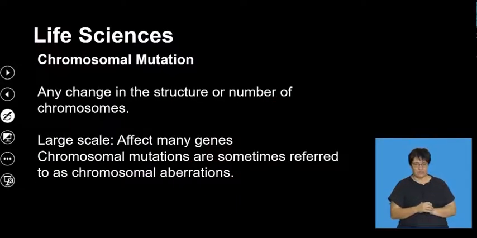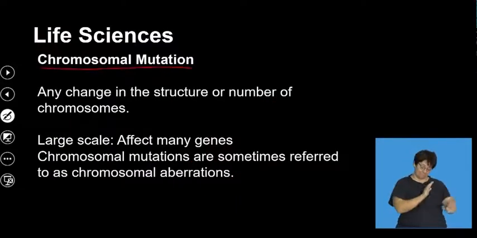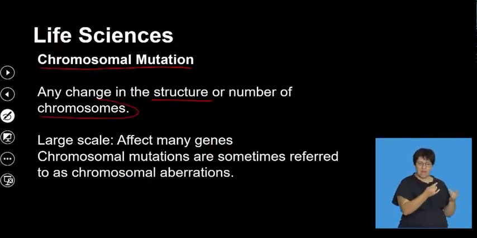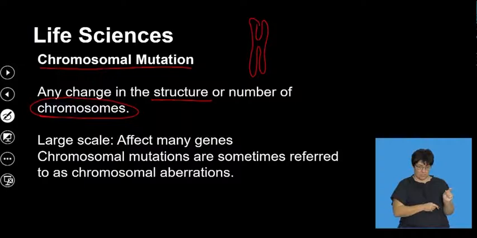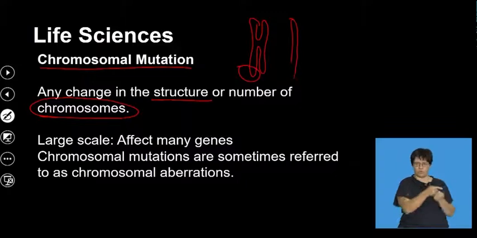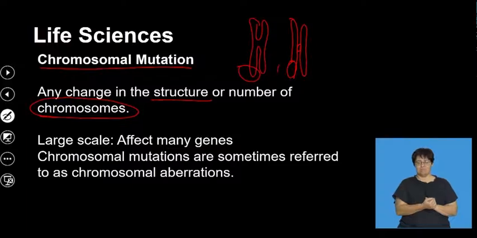So let's try and unpack chromosomal mutations first. Let's try and understand what a chromosome is. Any change in the structure or the number of chromosomes is referred to as a chromosomal mutation. So if we have a chromosome, and there's a change in that structure where a piece of that chromosome is broken up and lost, we can refer to that as a chromosomal abnormality or aberration. So there's a piece that has been lost.